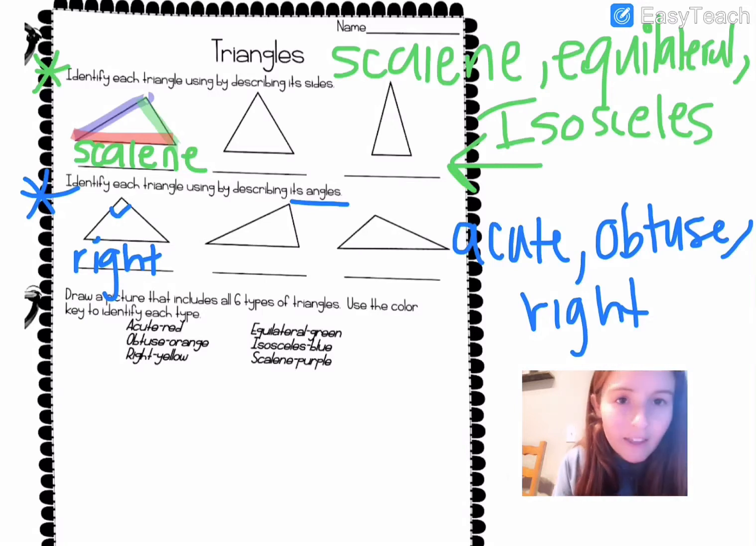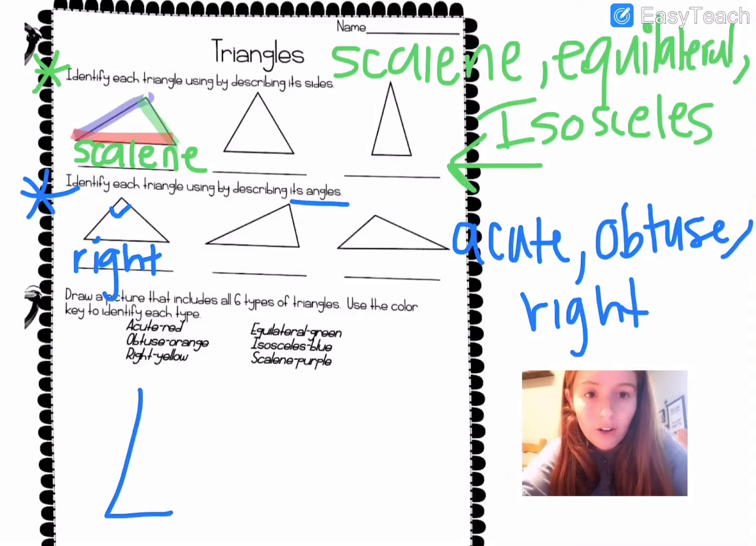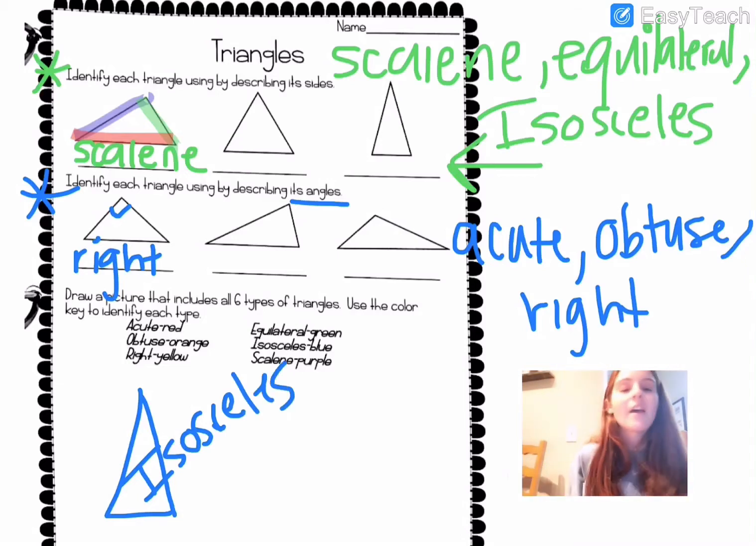All right. And then lastly it says draw a picture that includes all 6 types of triangles. Use the color key to identify each type. You do not have to use a color key if you don't want to. If you want to just draw, say, your isosceles triangle right here, and then want to write isosceles next to it or in it instead of labeling it with colors, that's fine by me too. It is up to you.